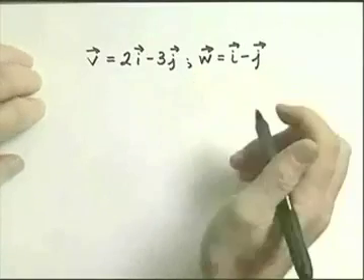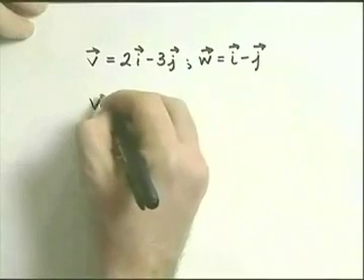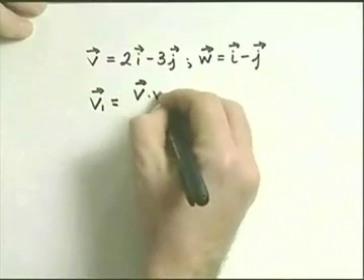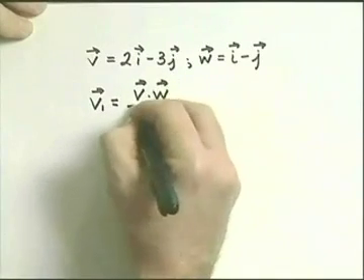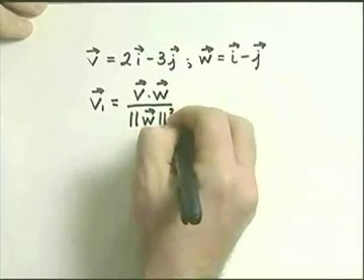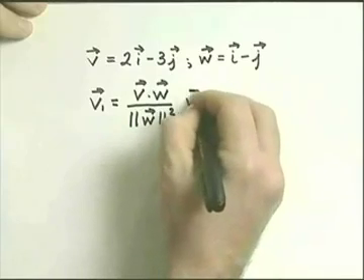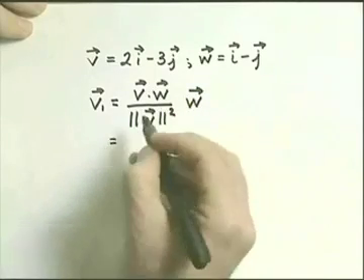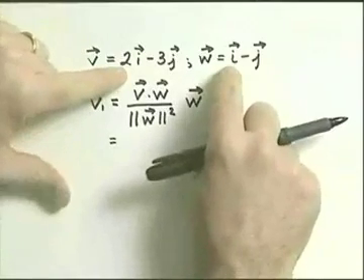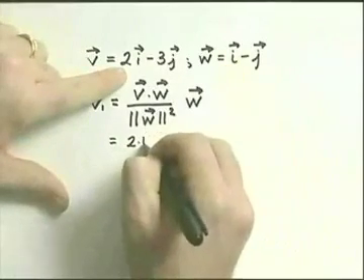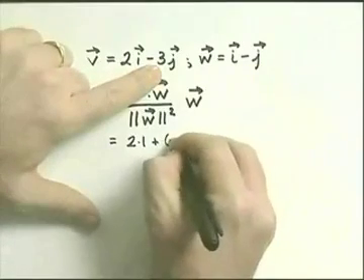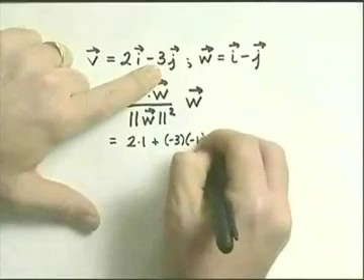Here's how we proceed. First, we need to find the vector v1. The vector v1 is equal to the dot product of the vectors v and w, divided by the magnitude of the vector w squared, and then times the vector w. To find v dot w, remember you multiply the components on i, so I have 2 times 1, and then add that to the product of the components on j, so that's negative 3 times negative 1.